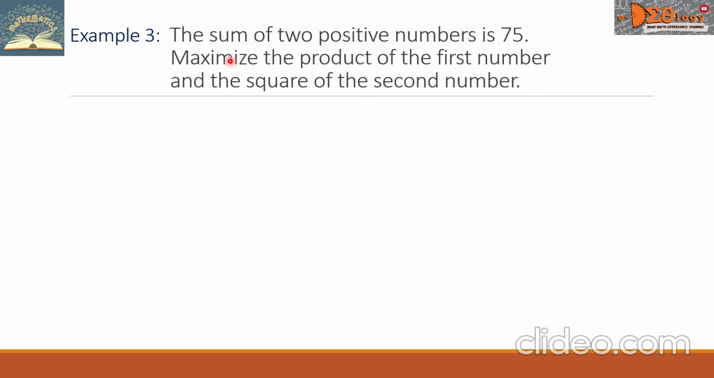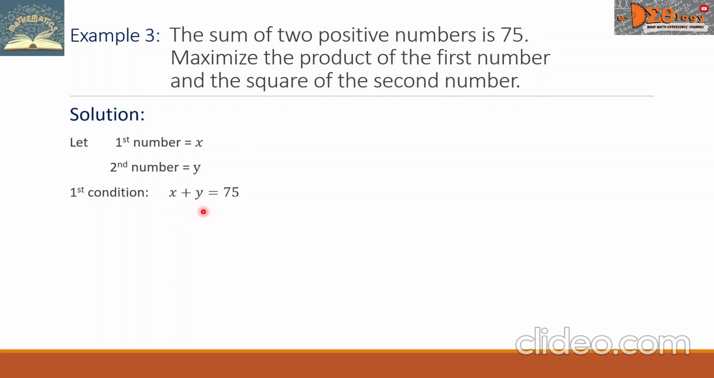Example 3. The sum of two positive numbers is 75. Maximize the product of the first number and the square of the second number. We need two numbers, so we let the first number equal x, the second number y. Then the first condition says the sum of these two numbers must be 75. So that is x plus y equals 75.